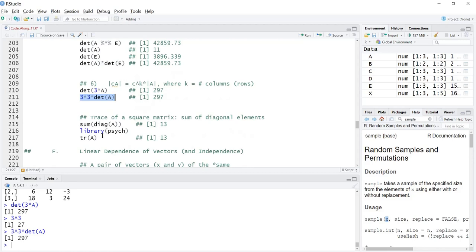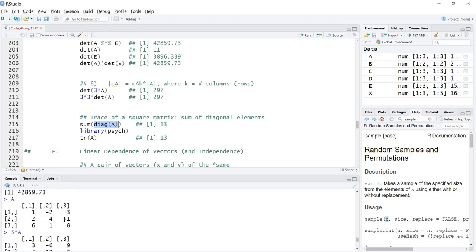Okay. Now, the trace of a square matrix is the sum of the diagonal elements. So in R, if you want to write it yourself using the base package, there is no function. So we just do the diagonal of A, which gives me just the diagonal elements of A. And A was here, 1, 4, 8. And so if I take the sum of that, that's the trace. That's adding up the diagonal elements. It gives me 13, 1 plus 4 plus 8.